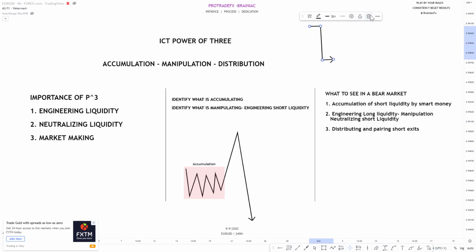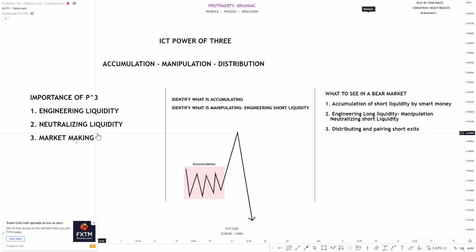The first importance is that it helps you to identify the engineering of liquidity. It helps you to neutralize liquidity, market making, and pairing as well. So the engineering of liquidity: how does the price movement work, right? Price movement works by creating liquidity and grabbing liquidity. So your old lows, your old highs, your range markets are always liquidity in the markets.